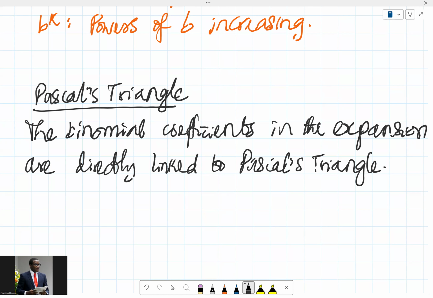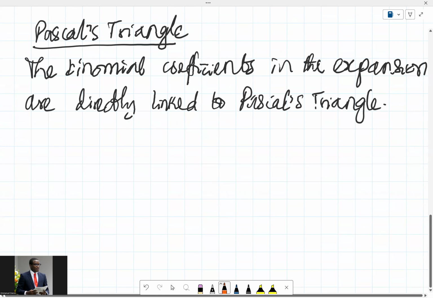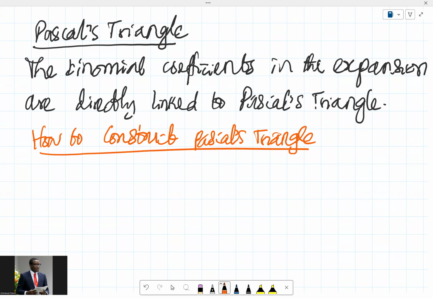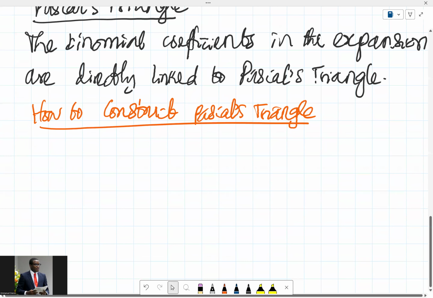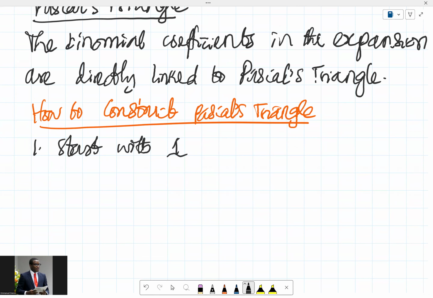Now, the issue is, what is Pascal's triangle? So let's see how to construct Pascal's triangle. How exactly do we do that? Okay, let me go back to black now. So the first thing you do is start with 1 at the top.